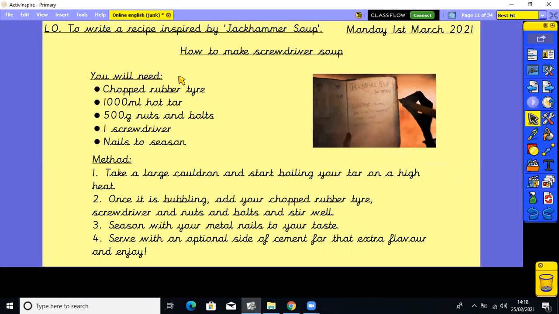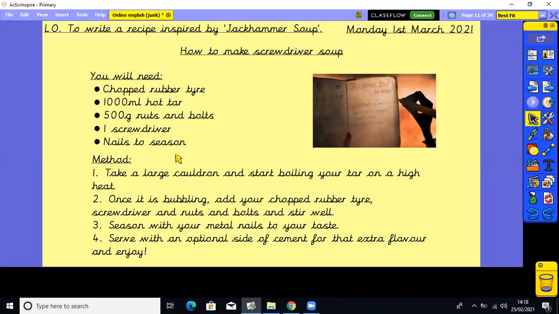So it says you will need chopped rubber tire, 1000 millilitres of hot tar, 500 grams of nuts and bolts, 1 screwdriver, and nails to season. So that would normally be like salt and pepper to season, but instead, because we're making a revolting recipe, it says nails to season. And then we've got our method. So we've got 4 steps which come in order.